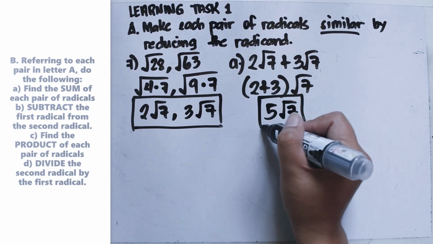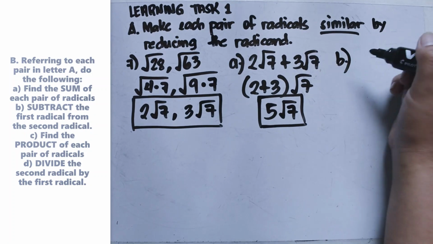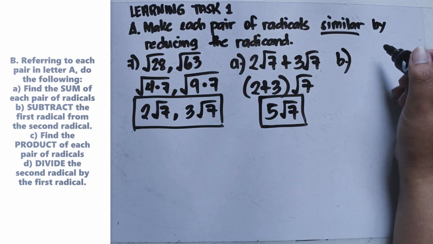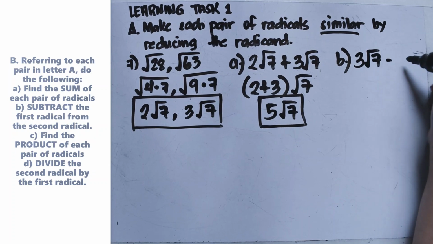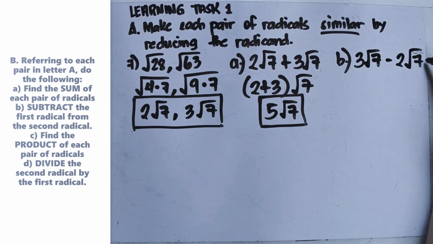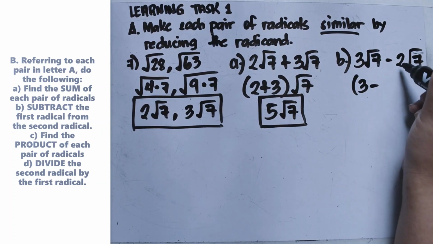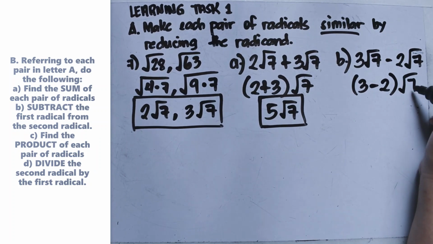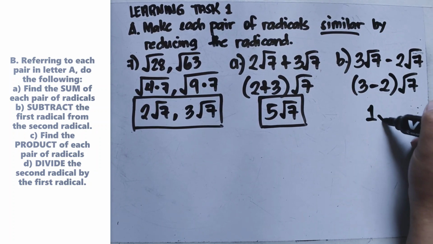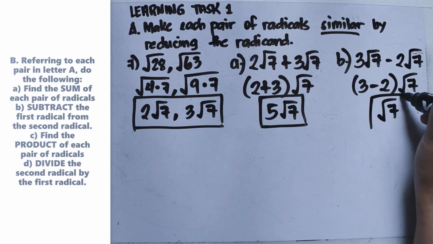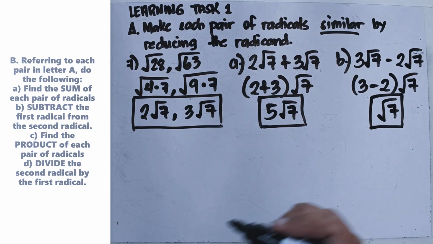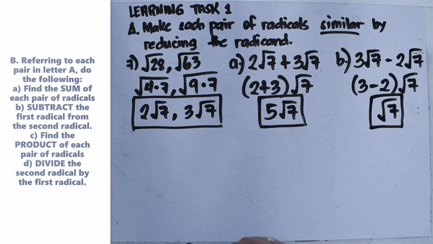So, final answer. Letter B, subtract the first from the second. Ibig sabihin, we have 3 square root of 7 minus 2 square root of 7. So, subtract natin. We have 3 minus 2 and then copy square root of 7. 3 minus 2 is 1. Copy square root of 7. Sabi ni ma'am, kapag 1 na yung numerical coefficient, pwede nang hindi isulat. Pwede pong isulat, yes po, pwede namang isulat nyo din.